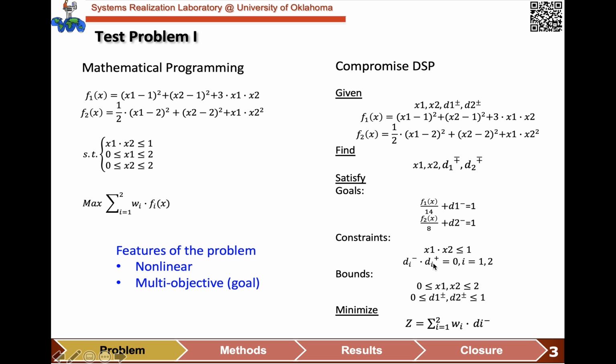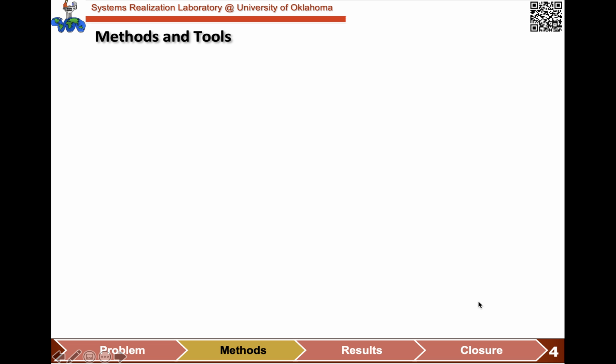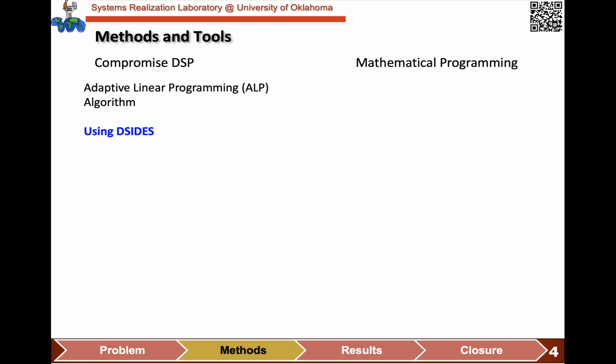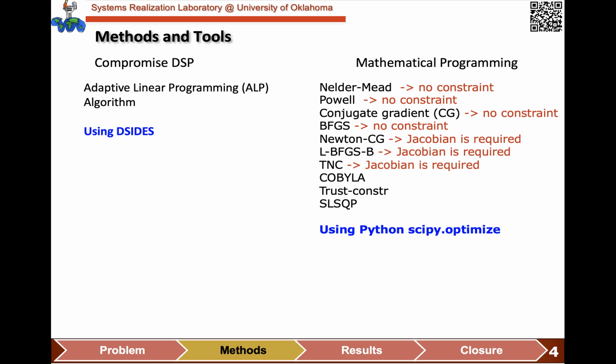And pay attention that we can only have one of the two deviation variables be a positive value, and the other one must be 0. Of course, because a goal can be either underachieved, overachieved, or exactly achieved. It cannot be both underachieved and overachieved. And given that, we formulate the cDSP and solve it using ALP. And then for the mathematical programming, we use Python. But a lot of methods in Python require no constraints or a Jacobian matrix. Only these three happen to solve this problem and give a feasible solution. So we use ALP to compare with these three algorithms.